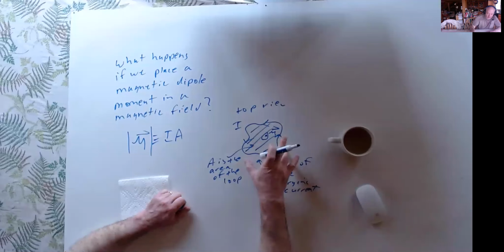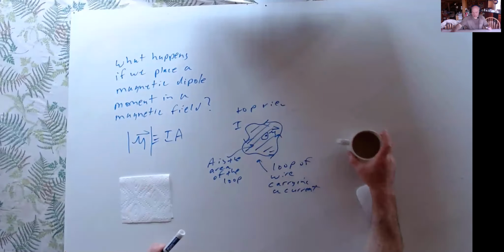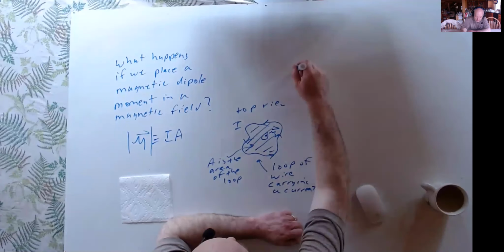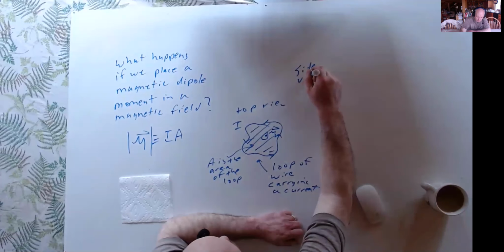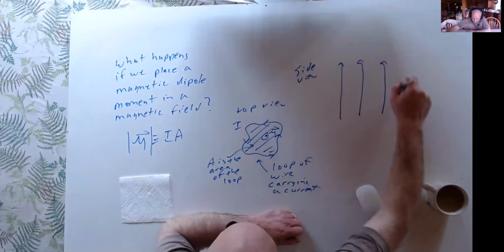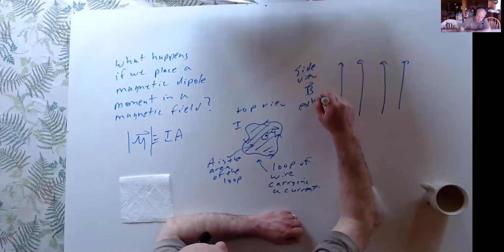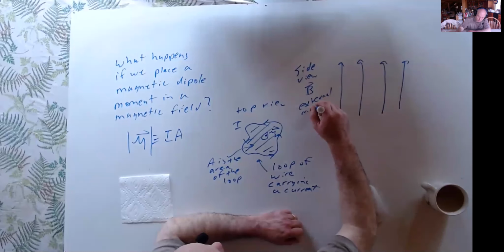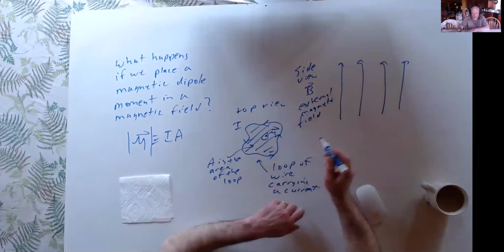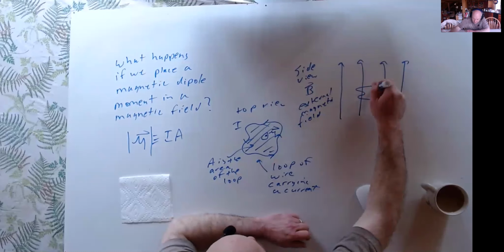So the question is, if I were to put that into an external field, imagine now I have my little loop. Here, imagine this is now a side view. Let's say I have a magnetic field going like this. This is some sort of external B field. And I'm going to take that loop, in the side view, something like that. That's going to have a mu like this.